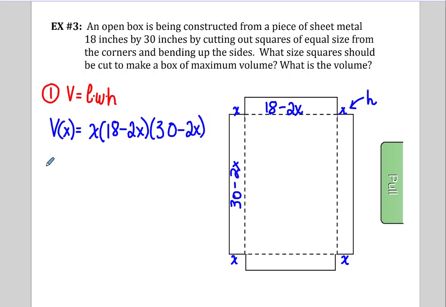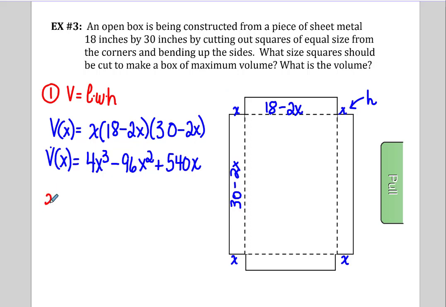Now I've already pre-done this, but if you have a calculator or want to stop the video, you want to expand that out to be able to take the derivative quickly. And like I said, I've already done that. So I have 4x cubed minus 96x squared plus 540x.